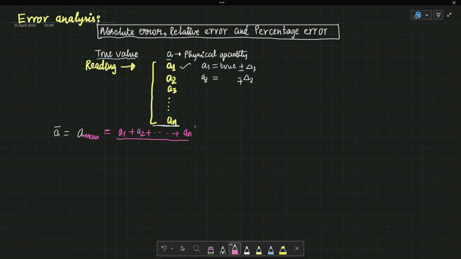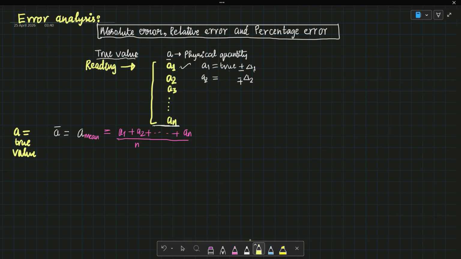So we will find the mean value, and the mean will be the sum of all these values, a1 plus a2 plus a3 up to an, divided by n, and this is shown by A mean, with a bar. And we are saying that this is the true value. We can say safely that this is the true value of the physical quantity. So A mean represents the true value of the physical quantity.